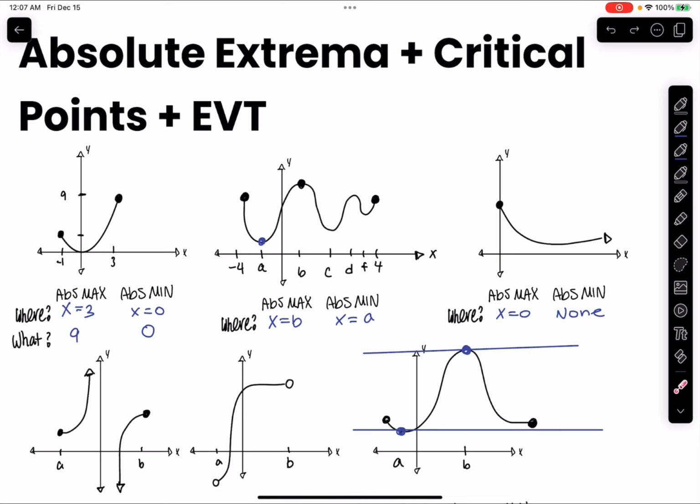So we just got done finding absolute extrema given graphs, but what if we're not given a graph? What if we're given a function instead and we're told to find the absolute max and min? What do we do then? We'll cover that in the next video.